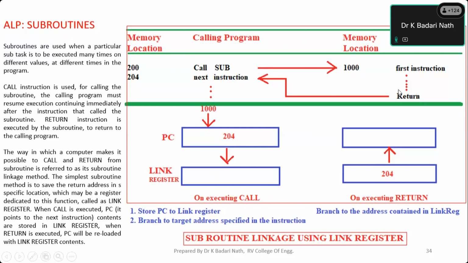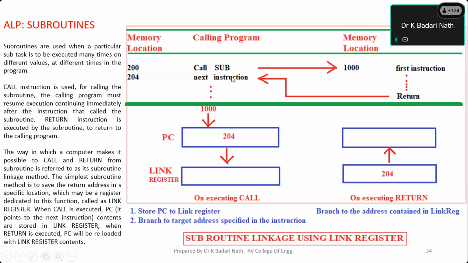Whenever you say return, return is an explicit instruction you have to write as the last instruction of the subroutine. Again, I don't need to go outside the processor, because the address is already in the link register, which was 204. We just copy that into the program counter and return back to here. So this concept of using the link register, which is present inside the processor itself, reduces the time required to branch from one place to another using a call instruction.